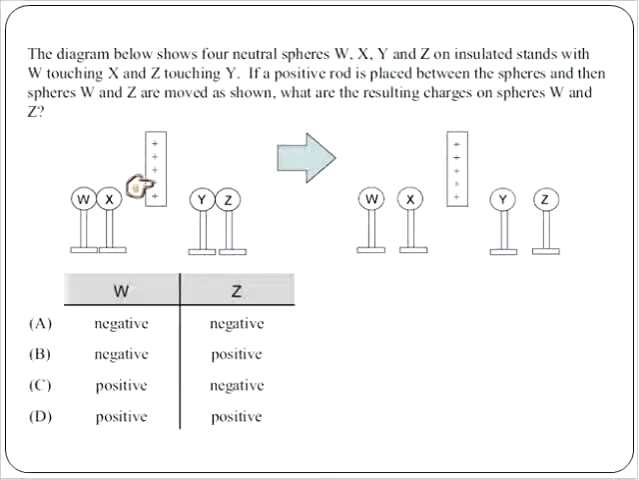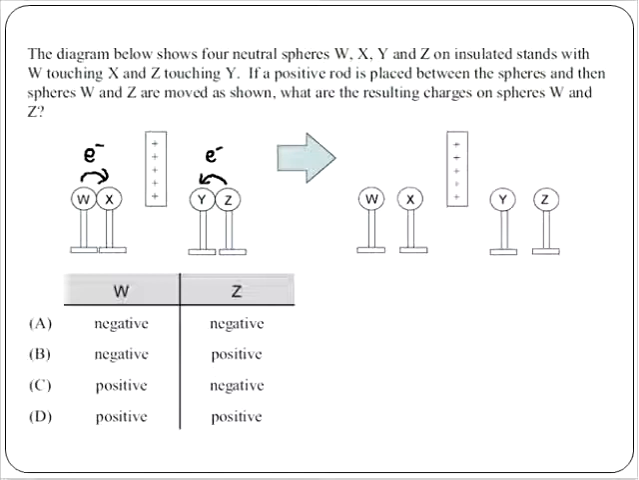That positive rod is attracting electrons in all of these spheres. So what happens is this. The electrons are getting pulled closer to the positive rod, which means electrons are getting pulled from W into X. So electrons are actually going this way. And same thing here. Electrons are getting pulled from Z into Y. Those negative electrons. That's what's happening.